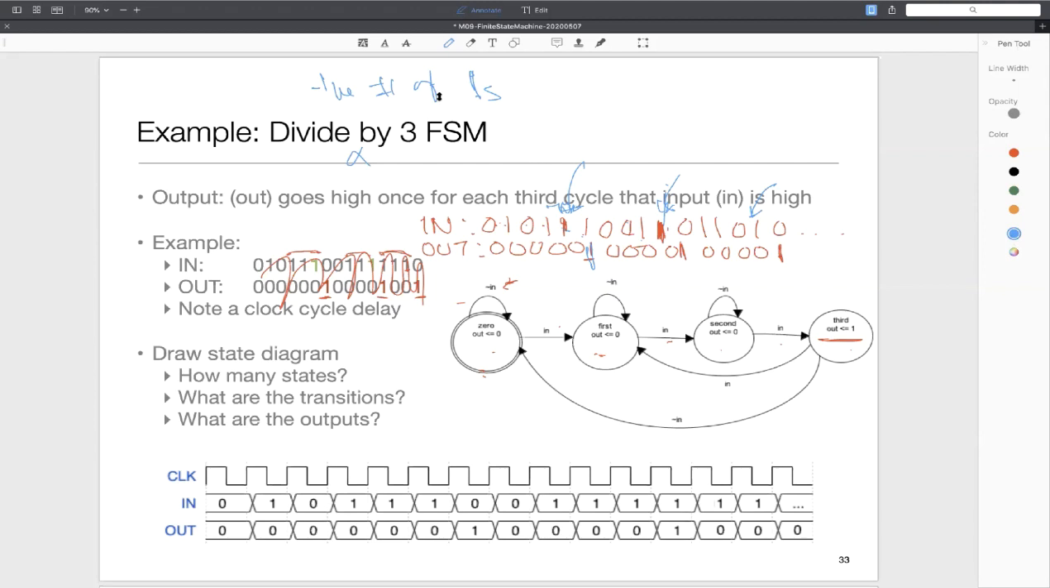So the omega function is the set of symbols that constitute the output. In this example, I have two output symbols, 0 and 1. So the sigma in this example is a set 0, 1.